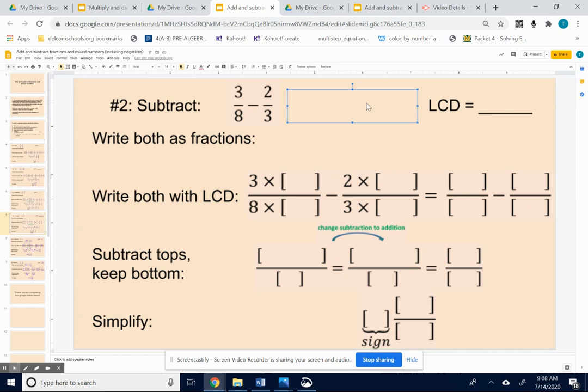To find the least common denominator, you could count by 8s: 8, 16, 24, 32. You could count by 3s: 3, 6, 9, 12, 15, 18, 21, 24. We got to 24 in both lists. 24 is the least common denominator.